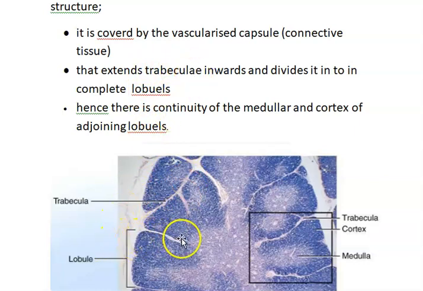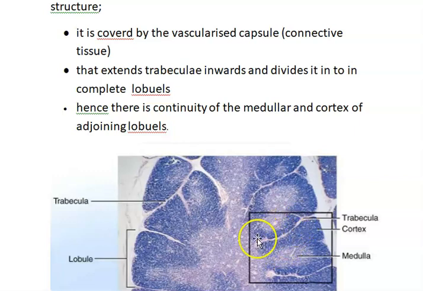These are trabeculae. When you look at these trabeculae, they go in and they are cutting our inside. The inside of the thymus is being divided into parts. There is this part, that part, and that part. These portions divided by the trabeculae, we call them lobules. So our capsule, this connective tissue covering, is extending trabeculae inwards to cut our thymus into lobules.